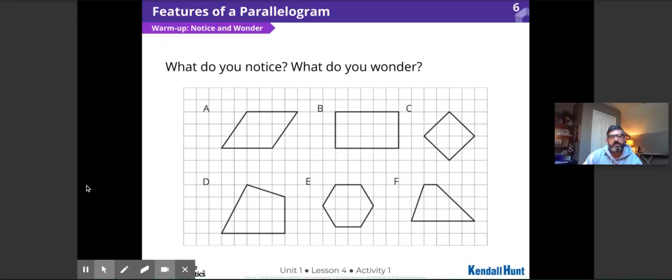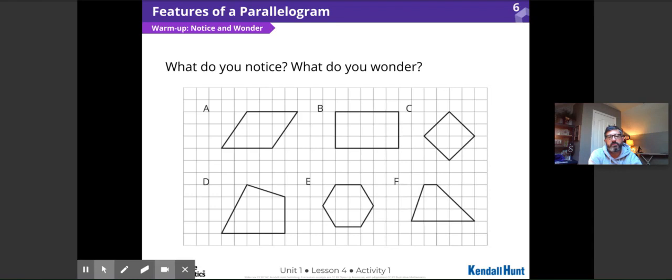All right, Linus, do you see any parallelograms on there? You can guess if you want. Which one is the parallelogram? Yeah, which one do you think? That one. Can you say the letter? B. B, yeah, that's a parallelogram. Do you see any more? C. F.